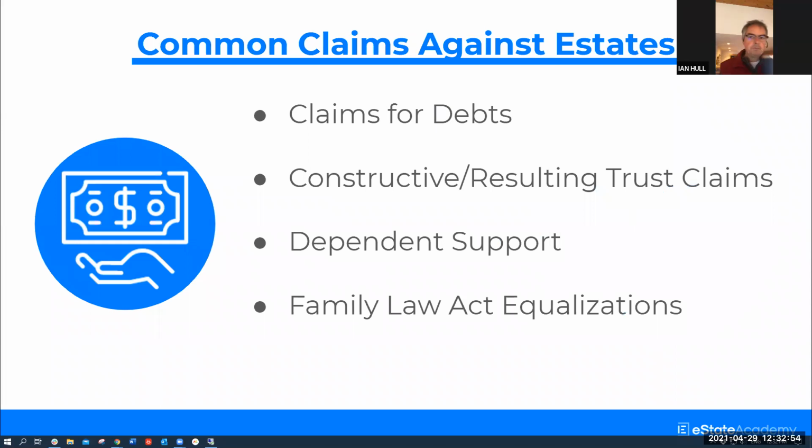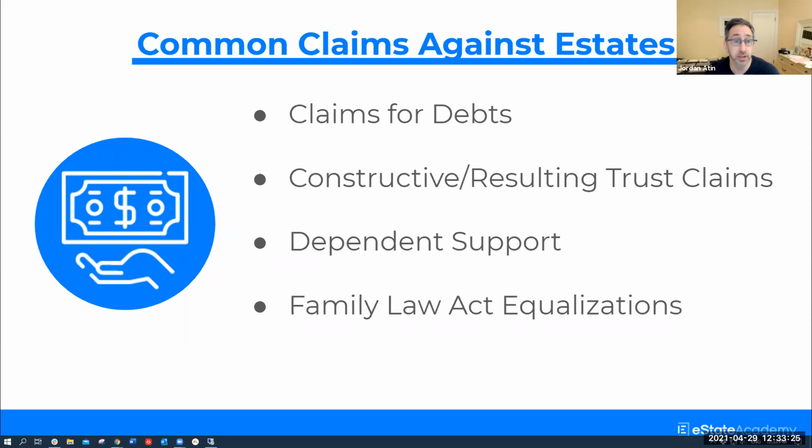Sure. So the first one is the typical claims against estates for debts, an amount owing by the deceased to someone for something, breach of contract, even failure to pay something. We're going to talk a little bit more about other constructive trust claims, but that's sort of your typical common debt claims against estates.